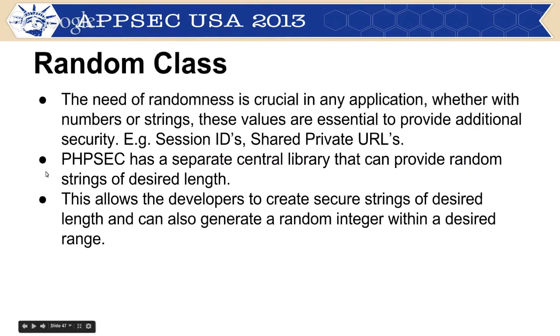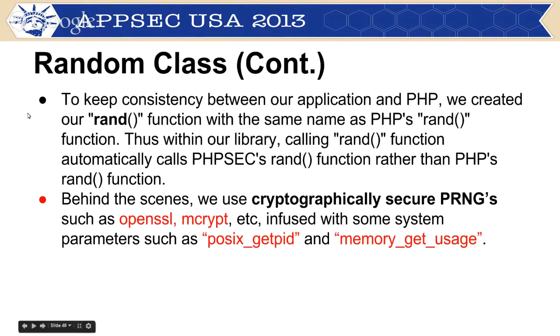Then there is the random class. Its use is pretty straightforward. It generates random strings that are used in the overall application. Behind the scenes, we use some pretty great, well-tested functions, like OpenSSL and mcrypt, which really provide good random numbers and random strings. On top of that, we infuse them with some system parameters like POSIX get PID, which gets the process ID, and the current memory usage. That makes it pretty secure and random.